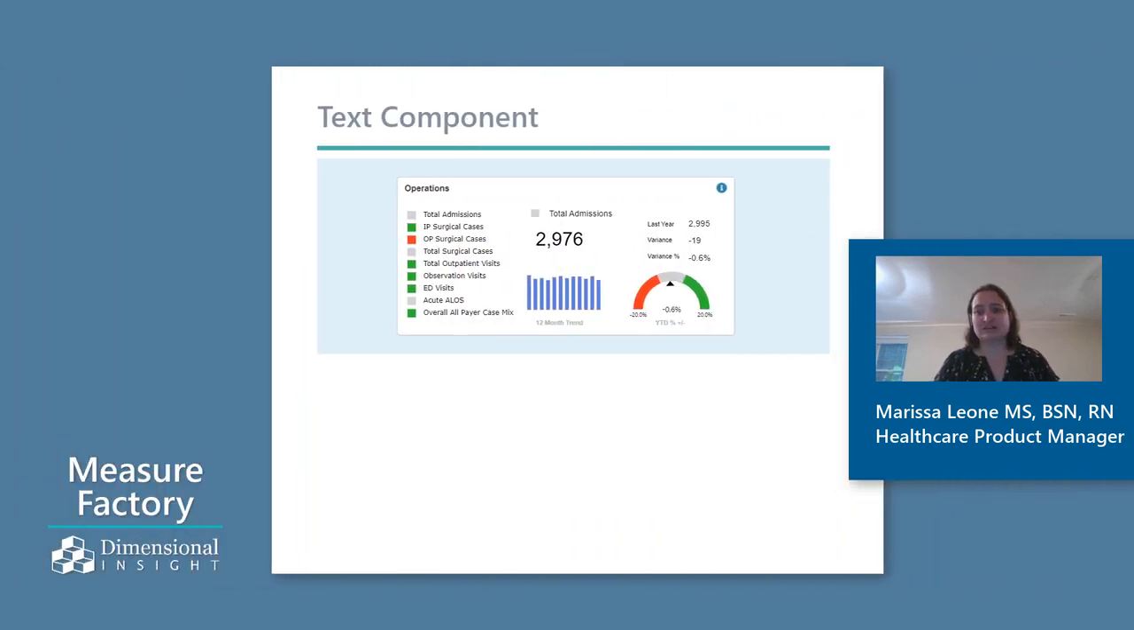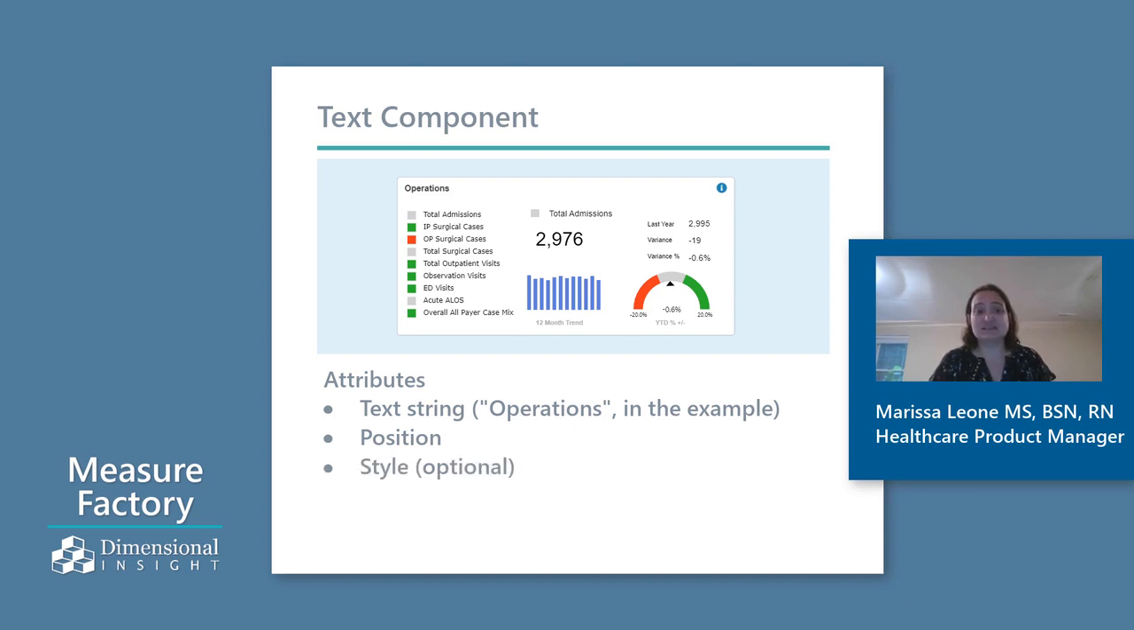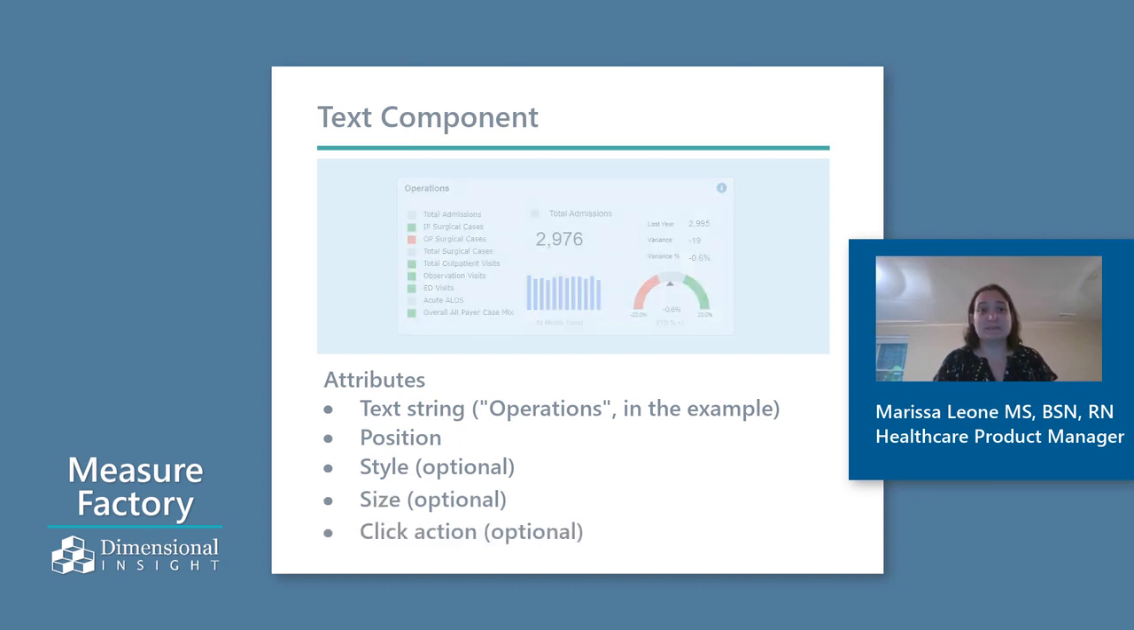So let's start with the text component. The text component can be used for adding labels and other text to your stamp. So the block and possible attributes are going to include the text string. That's when you're going to type whatever you want to be present on the stamp, as well as specifying a position. You can then optionally suggest a style, including fonts, sizes, whether you want it bolded or italicized, and setting the size and adding any click actions to it.